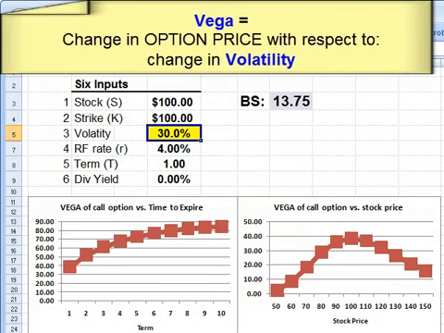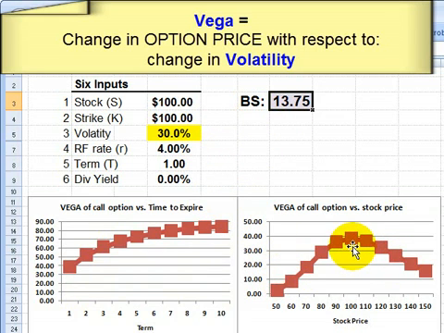Okay, so let's look at vega, which is very significant because the sensitivity is typically high here. Vega is the change in the option price with respect to a change in the volatility. So a higher vega means that the option price is more sensitive or more responsive to changes in volatility. And we see that vega is an increasing function of the option life. The longer the term, the more sensitive the option price is to changes in volatility.